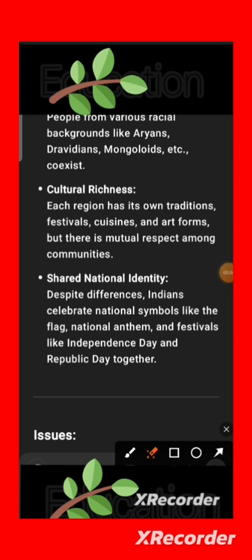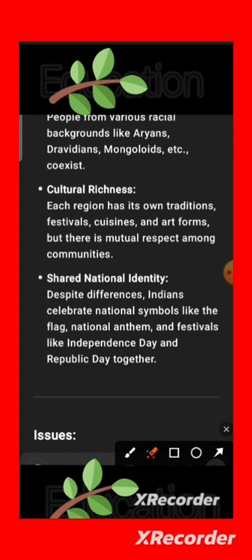Cultural richness. Each region has its own traditions, festivals, cuisines and art forms, but there is mutual respect among communities. Shared national identity. Despite differences, Indians celebrate national symbols like the flag, national anthem and festivals like Independence Day and Republic Day together.